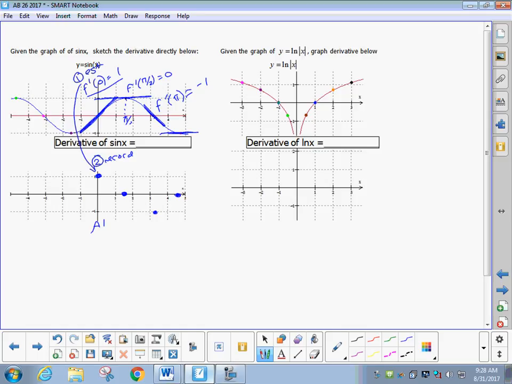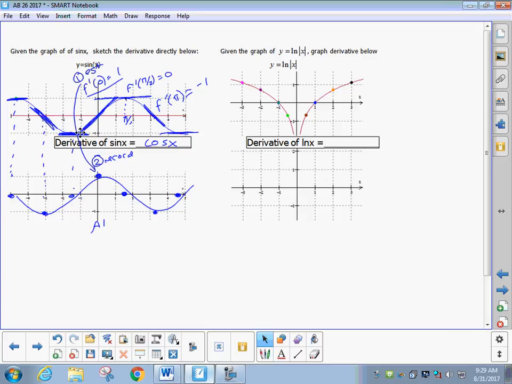Now I could continue to go backwards here. For example, at negative pi over 2, what's the slope there? 0. At negative pi, what's the slope there? Looks like about -1. And at negative 3 pi over 2 there, that's about 0 again, yeah? If you draw a smooth curve to look at the trend of the derivative, it appears that the derivative of sine is cosine. The derivative of sine is cosine. Now, with that idea, go over to the next one.